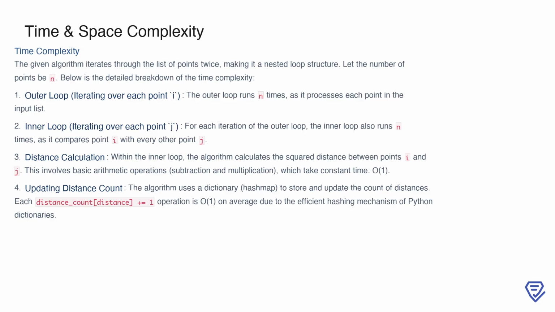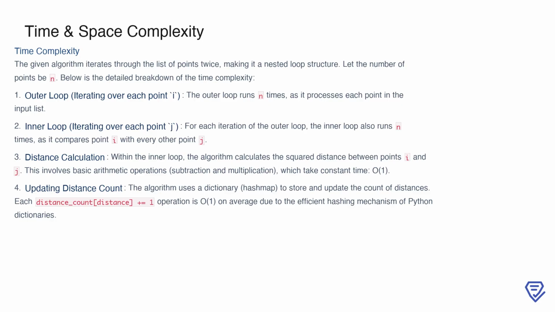The algorithm uses a nested loop to iterate over the list of points. If there are n points in total, the outer loop runs n times, as it processes each point one by one. For each iteration of the outer loop, the inner loop also runs n times, as it compares the current point with all other points in the list. Within this inner loop, the algorithm calculates the squared distance between 2 points using basic arithmetic operations, such as subtraction and multiplication, which take constant time, or O(1).